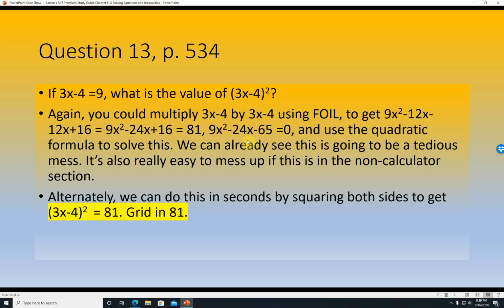All right, I can already see I'm going to need to use the quadratic formula to solve this. That's going to be a big mess, especially if it's on the non-calculator section. I don't want to play with numbers like this, and I don't see a common factor I can easily divide by. So it's really easy to mess this up if you're having to do arithmetic you haven't really done since 4th or 5th grade, where you're multiplying large numbers or doing long division, etc. So don't do it this way. You can just do it in seconds by squaring both sides to get 3x minus 4 squared equals 81.